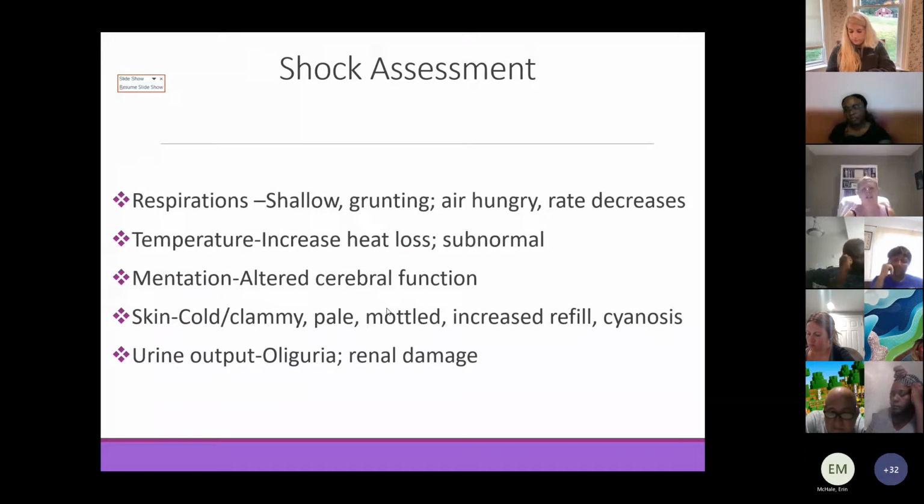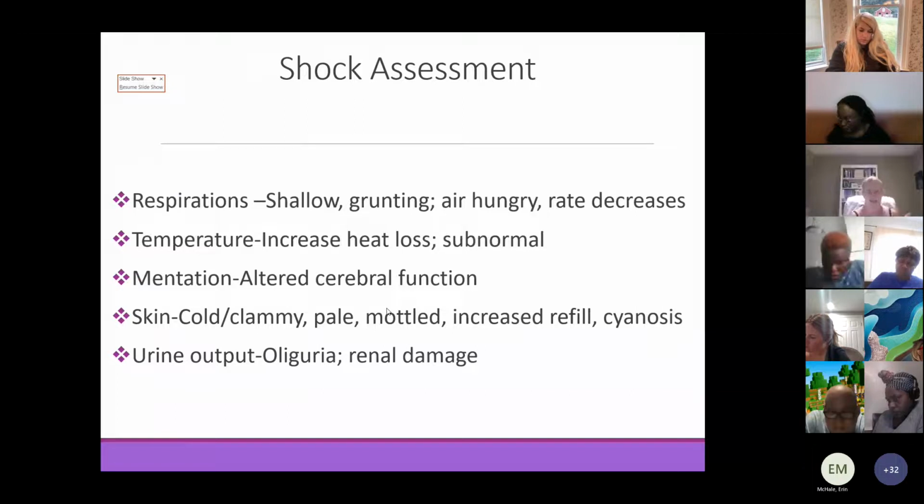Our respirations are going to be very shallow. They may look like they're air hungry. They may visually have accessory muscles showing. They may have that work of breathing. And then eventually, as things progress out of that compensatory stage, the rate's going to decrease. So initially, their respirations may be increased, but then decrease as things progress.